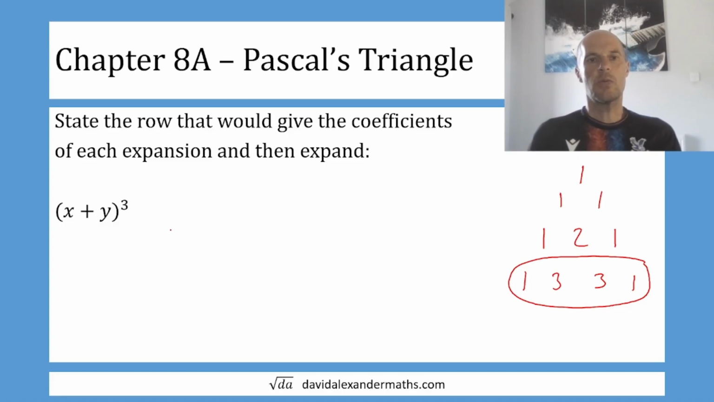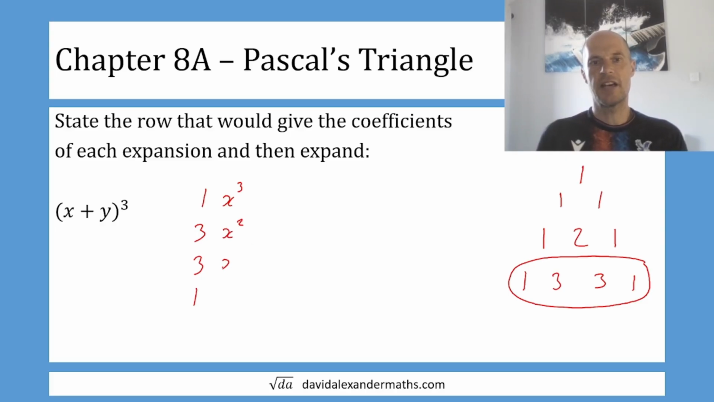Okay, so what I'm going to do now is write down these coefficients vertically: 1, 3, 3, 1. Now the first thing is the x, so I'm going to write x cubed, then descending powers of x: x squared, x to the power of 1, x to the power of 0. And I'm going to do the same for the y but in reverse order. So here is y cubed, y squared, y to the power of 1, and y to the power of 0.